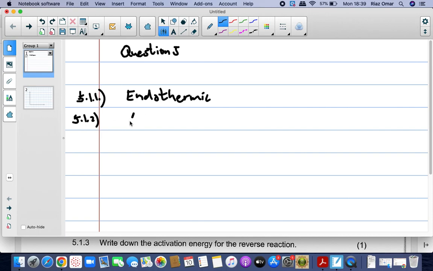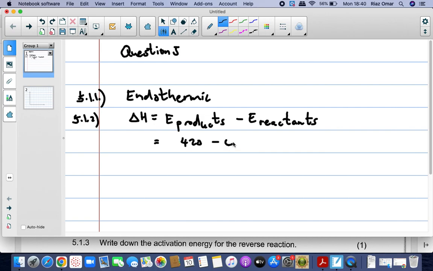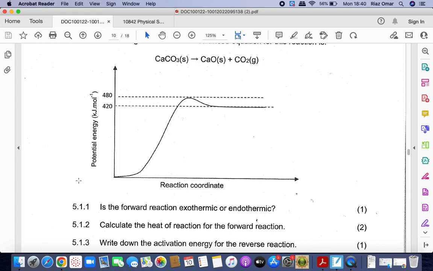Your change in heat is equal to the energy of the products minus the energy of the reactants. The energy of the products we see is 420, and the energy of the reactants at the beginning was 0. So basically the answer is 420, but then we must put in a unit. The unit that we will use is the unit given here, kilojoules per mole.